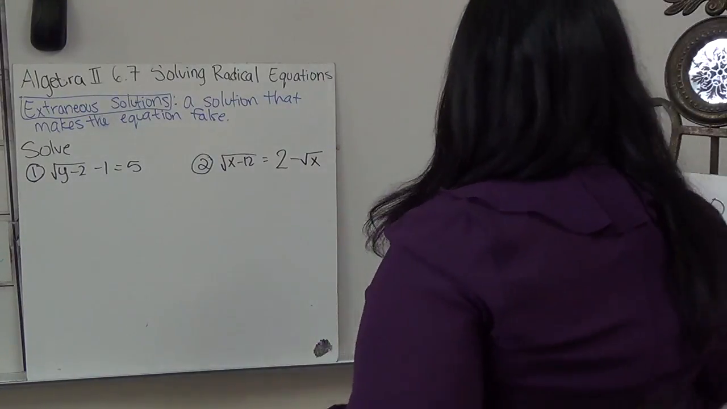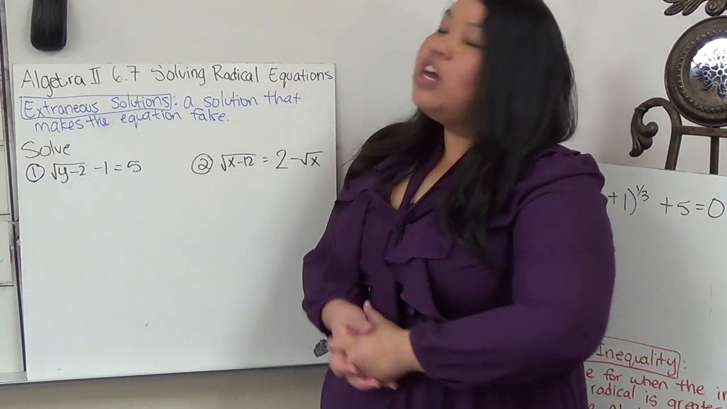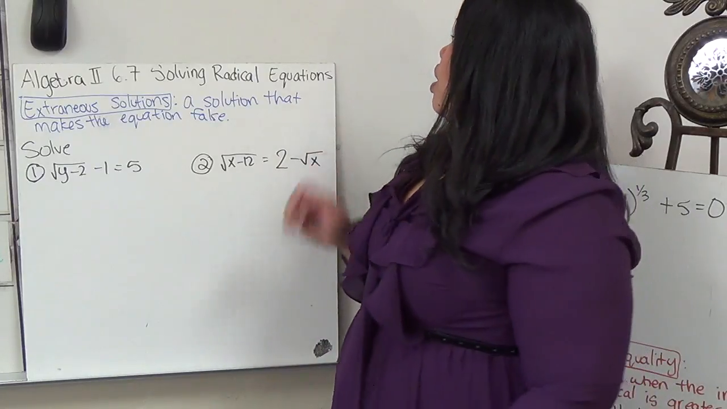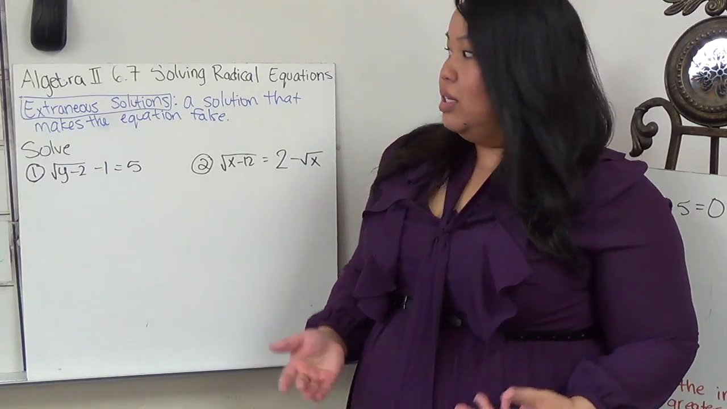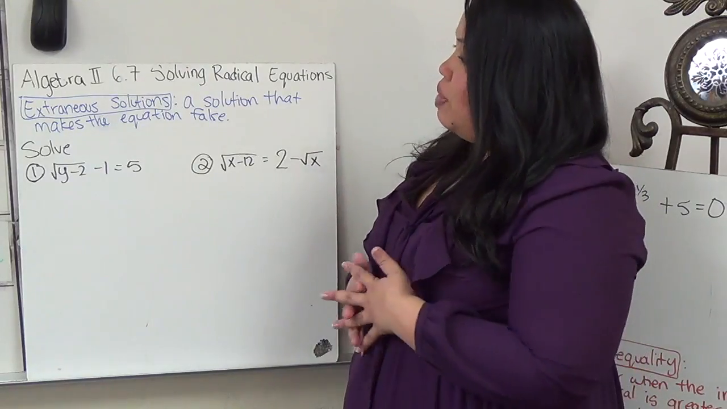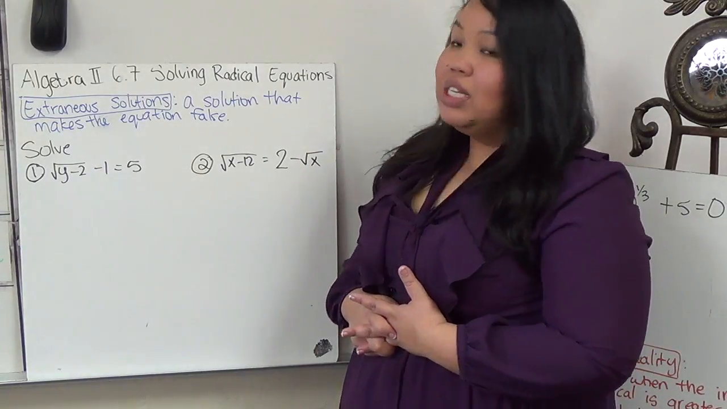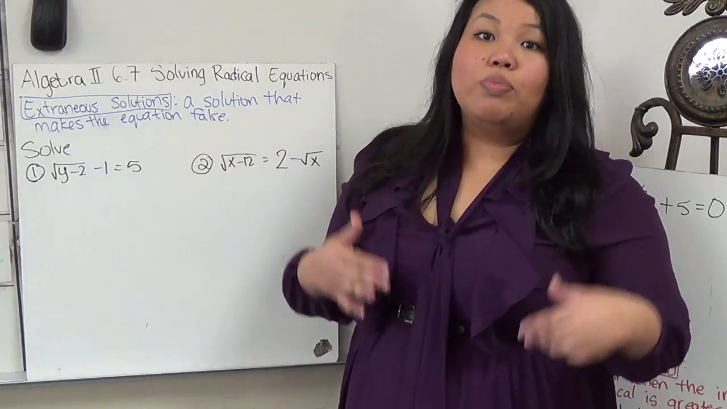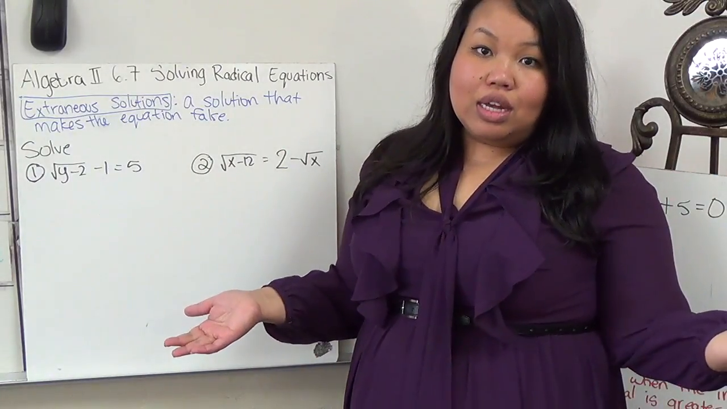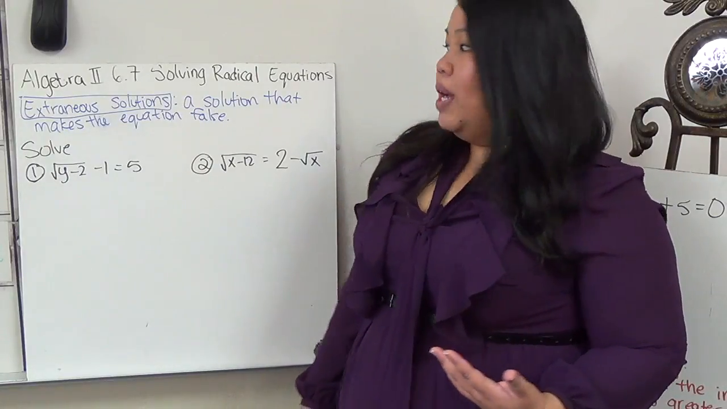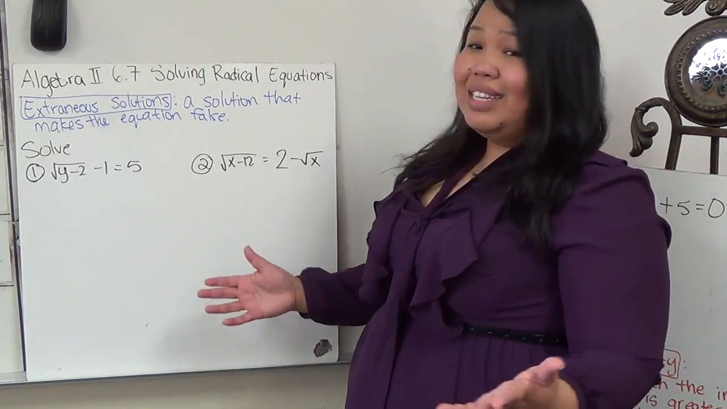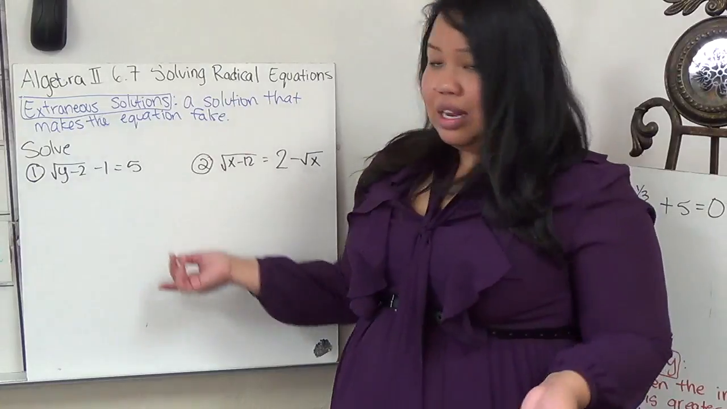In Algebra 2, section 6.7, we're dealing with solving radical equations. Now, we're not only dealing with radical equations, but radical inequalities. You might be faced with something called extraneous solutions, which basically is a solution that you get at the end, but when you plug it back in, it doesn't make the value true, so therefore it is not a solution. But what you're dealing with basically is equations with radicals in it.